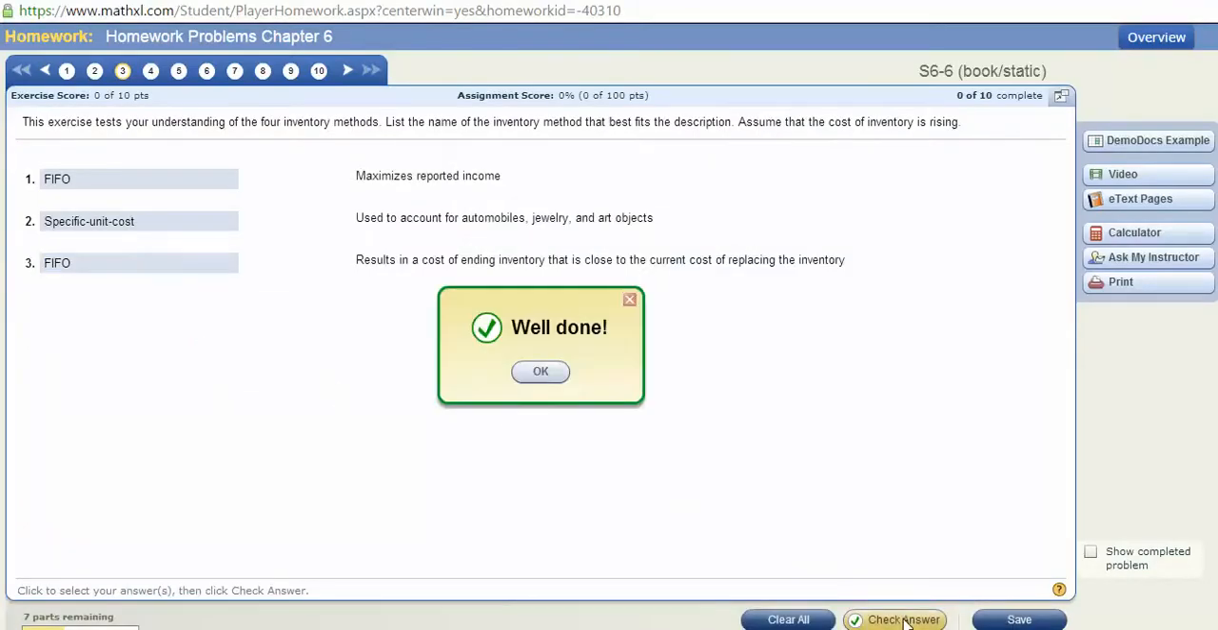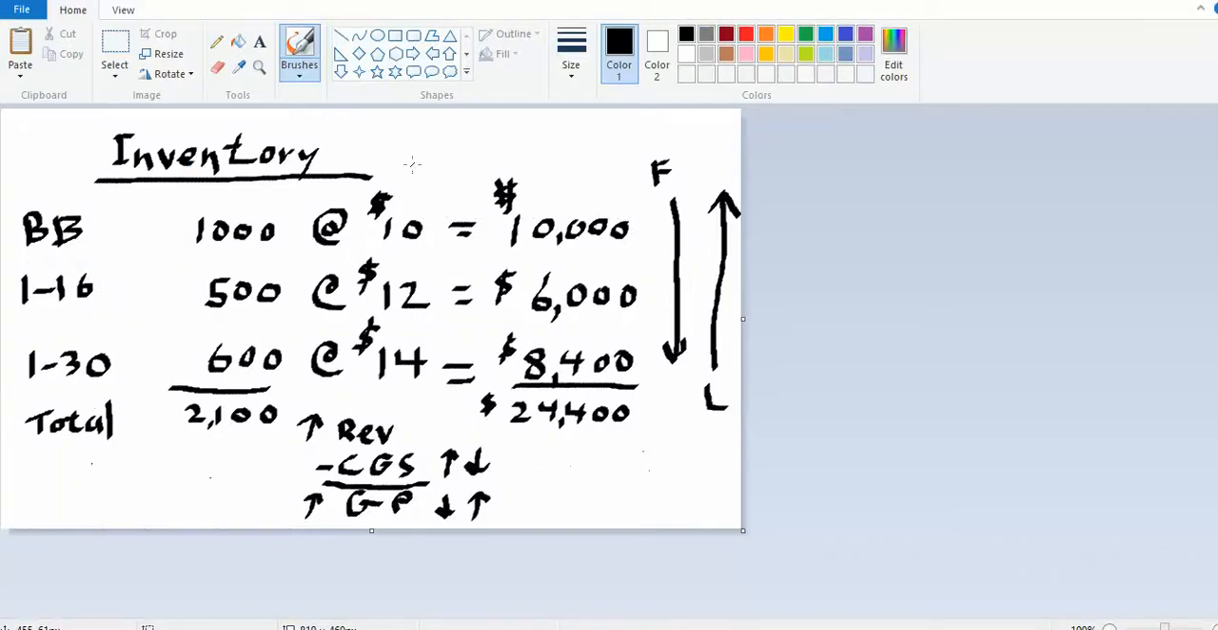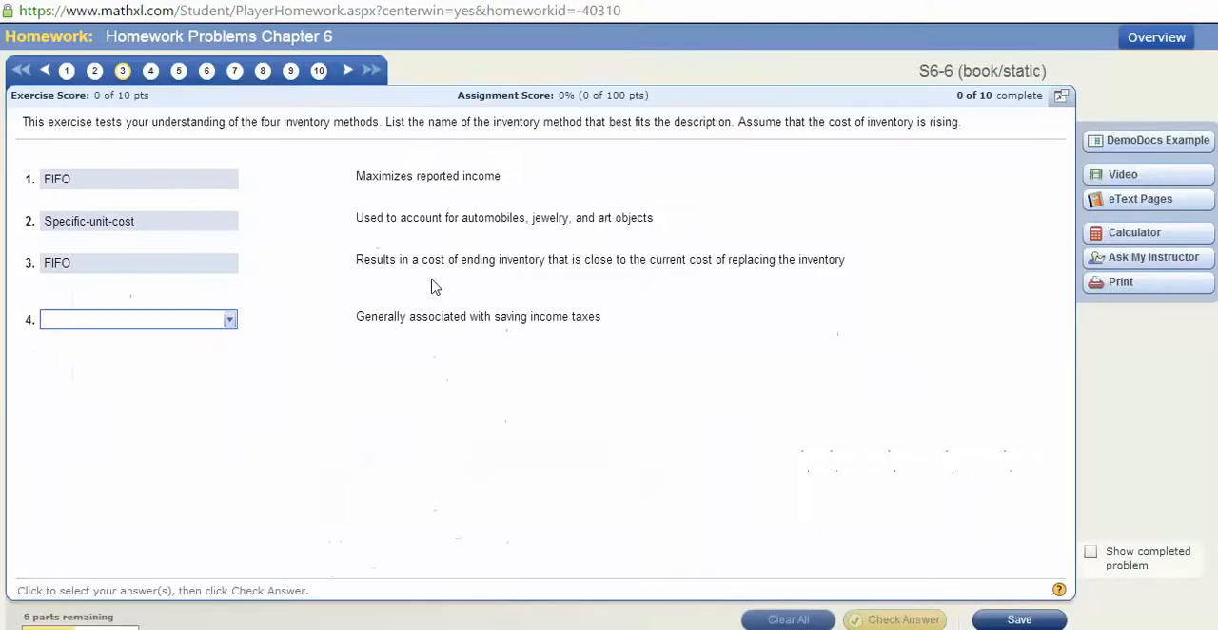Another way to look at this is FIFO works almost like selling tomatoes. It sells the oldest ones, right? The ones that have been stocked the longest, and it tends to hold on to the newest ones. And that's what you're doing here. You're basically keeping ending inventory close to what it really costs to replace it today.